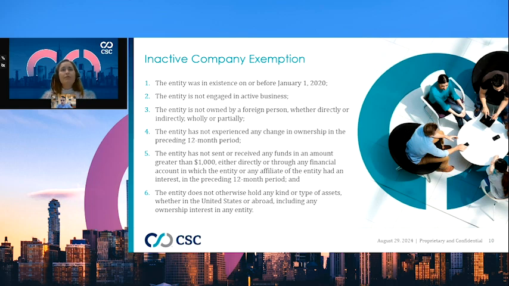The fifth element requires that the entity has not sent or received any funds in an amount greater than $1,000, either directly or through any financial account in which the entity or any affiliate has an interest in the preceding 12-month period. The sixth element requires that the entity does not otherwise hold any kind or type of assets, including any ownership interest in any entity. Commenters urged FinCEN to clarify that the exemption would apply even if an entity had a bank account or owned certain incidental assets such as IP rights or website domains.